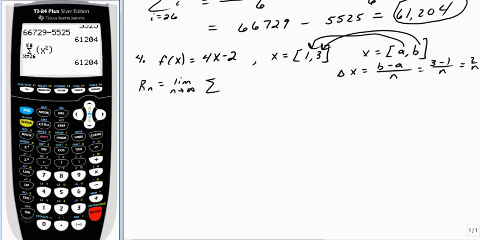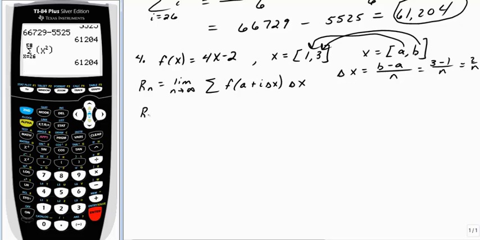I have the summation from 1 to n of f of a, so that's finding the height at the very first endpoint, but since it's the right-hand rectangle rule, I need to say plus i delta x. I need to add in the width of that first rectangle to get to my first height. And then times the width of each rectangle, well, the width is going to be the delta x. We'll plug in 2 over n for that in the next step.